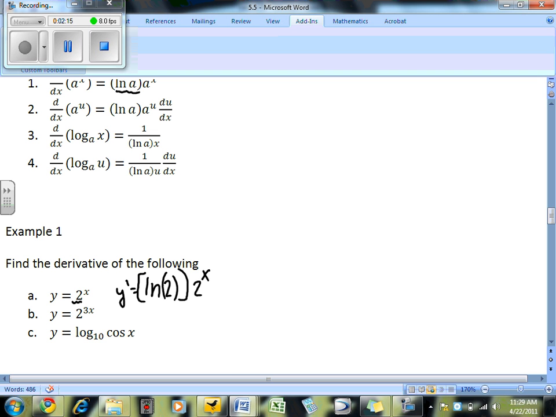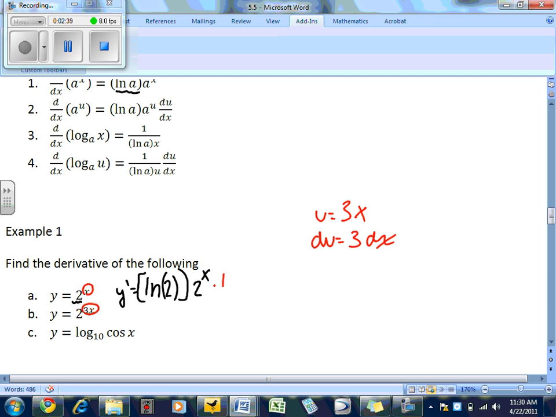About b, remember, as long as we had a function up here, we're going to make this equal u. So let u equal 3x. We could have done it up here and let u equal x, but the derivative of x is just 1, so it didn't really matter. We could have made that u, and then it would be times 1. Here du equals 3 dx, so dx equals du over 3. Anyway, du dx would equal 3.